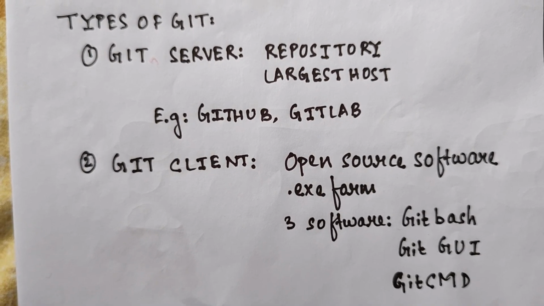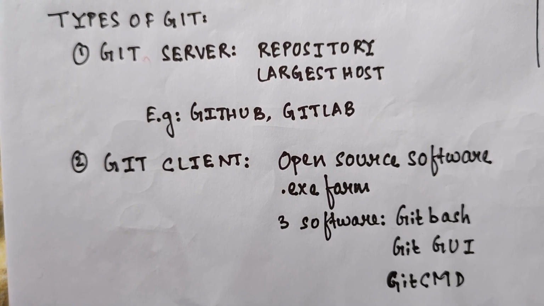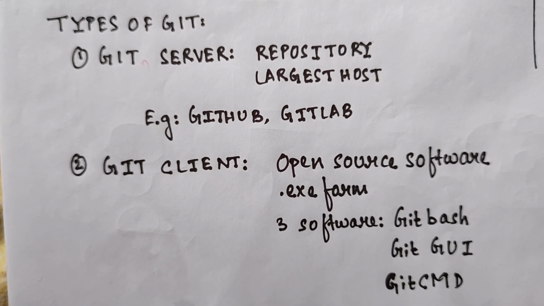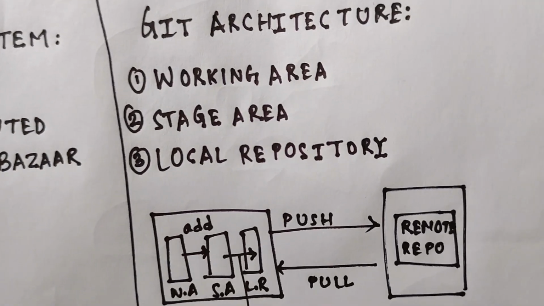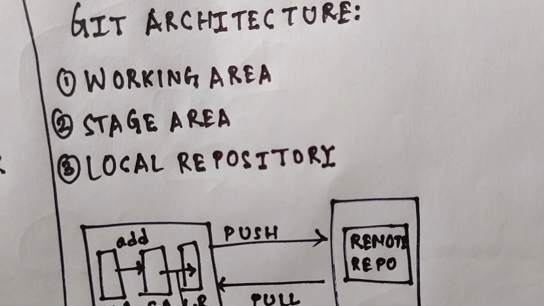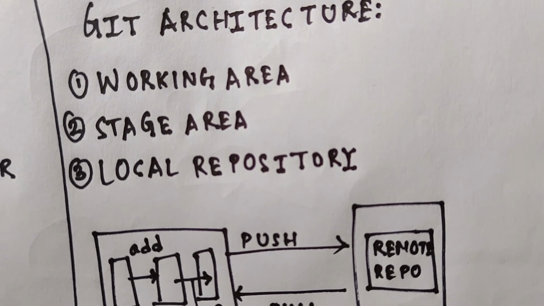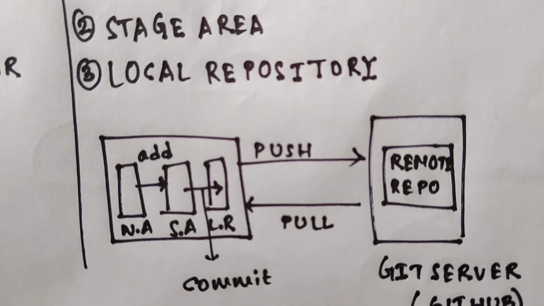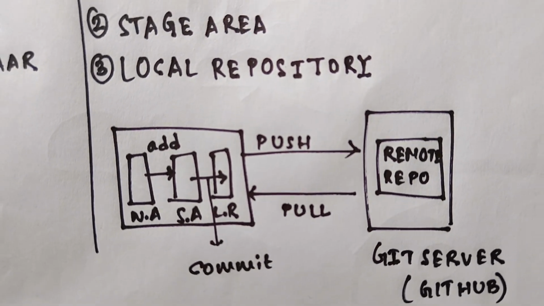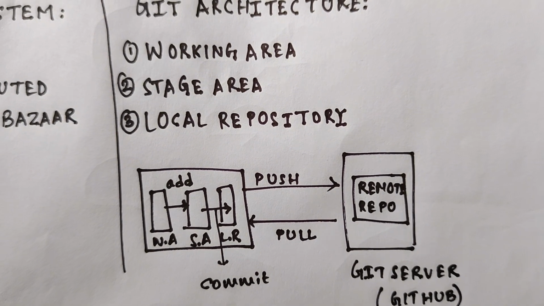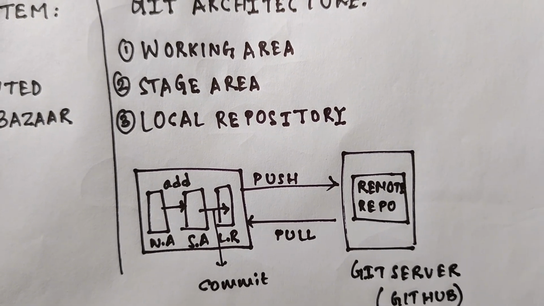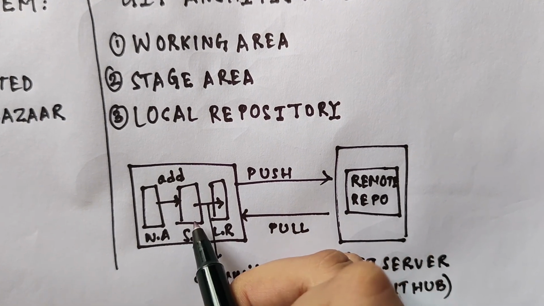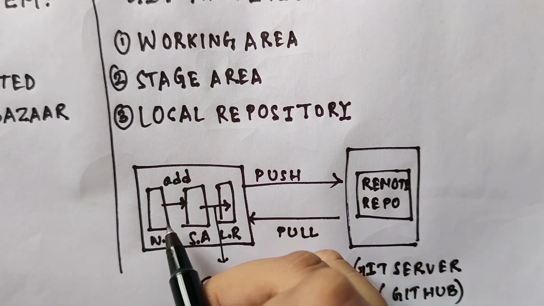This is just a small introduction of the basic architecture that we are having in Git or the version control system. Now going to the main architecture of Git. Git architecture is of three types. First is the working area, second is the stage area, and third is the local repository. So here we can see the working area, this is the stage area, this is the local repository.